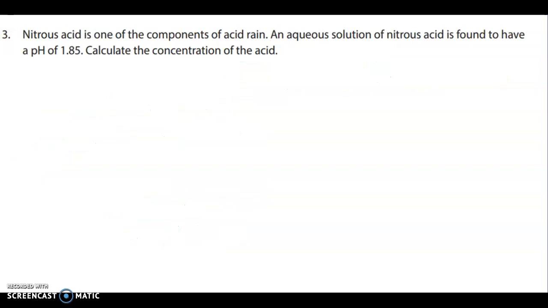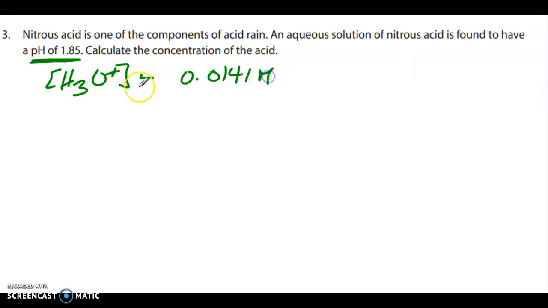Number 3, again, very similar. So we have nitrous acid, which is in acid rain. It gives us the pH. We want to know the concentration of the acid. So by doing 10 to the negative 1.85, our hydronium value here is 0.0141 moles per liter.